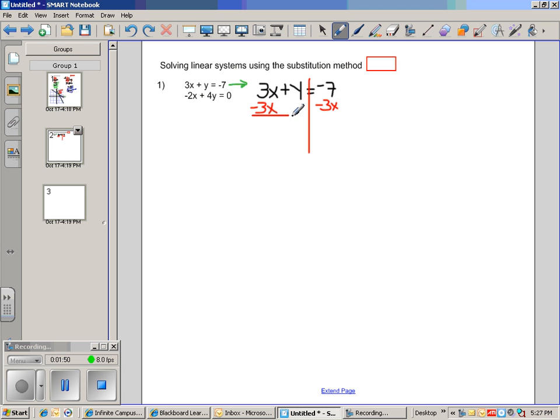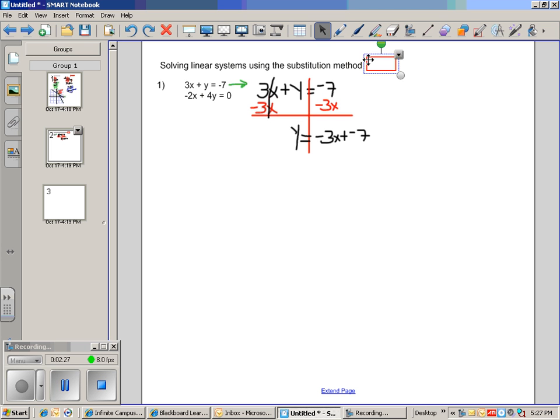When we subtract 3x from both sides, the 3x will cancel out over here. So the 3x cancels out, and we end up with y equaling, now here again we have different terms. We cannot add these, since I like to put the x first, we have -3x plus -7. Alright, so we have our equation solved for one variable. In this case it happens to be y.